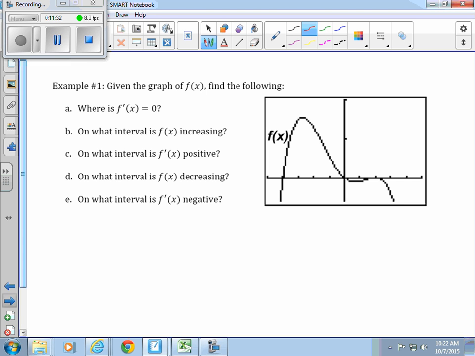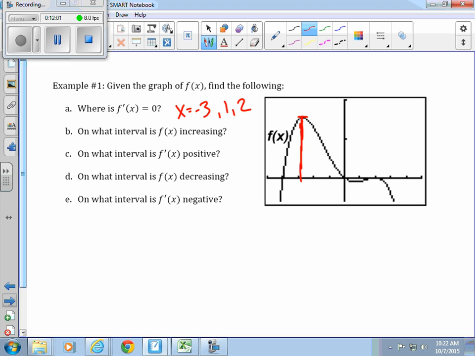Derivative equal to 0? At the maximum, so over here somewhere, negative 3-ish, I like that. It might be a little off, but it's all we were given on this graph. And about 1 and about 2. And we may be a little off on those.